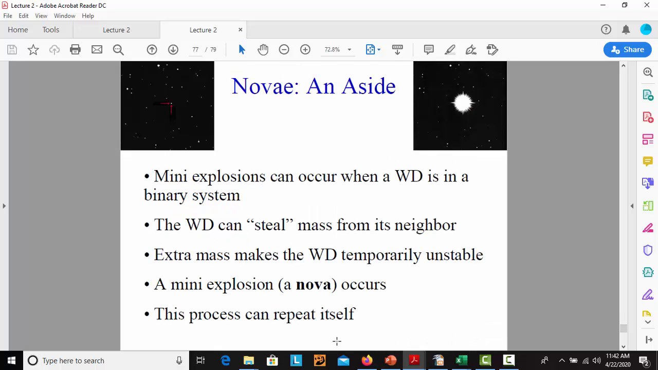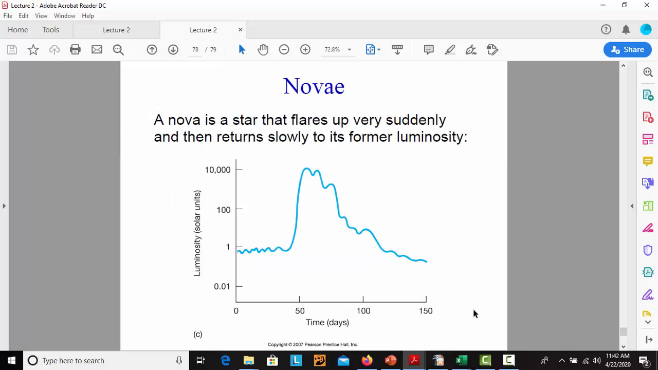So we could also come up with a nova. So we have a mini explosion that can occur when a white dwarf is in a binary system. So the idea is that the white dwarf can steal mass from its neighbor, and the extra mass makes the white dwarf temporarily unstable, and a mini explosion occurs. And this process can repeat itself.